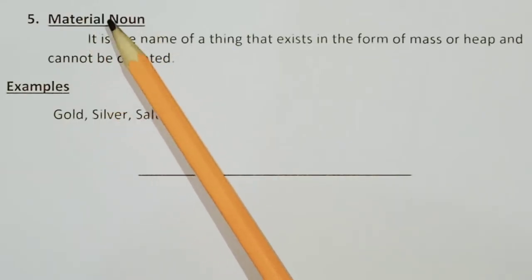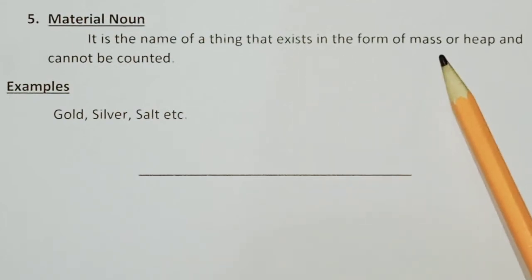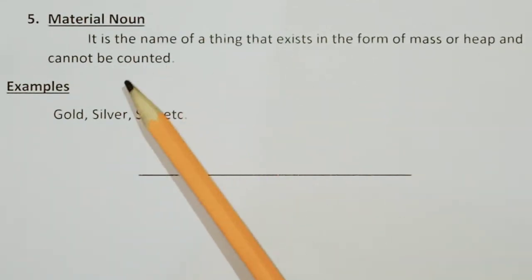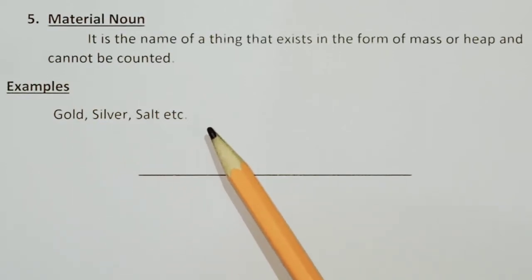The fifth kind of noun is material noun. It is the name of a thing that exists in the form of mass or heap and cannot be counted. For example, gold, silver, salt, etc.